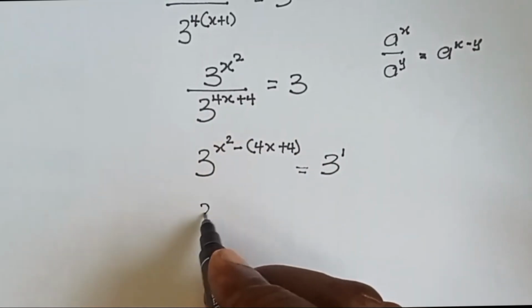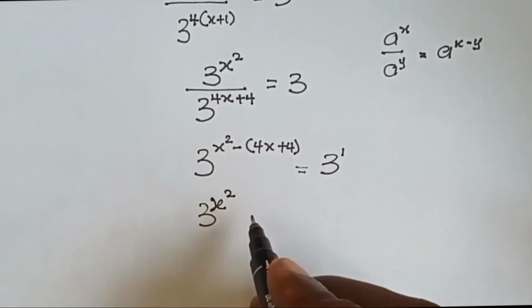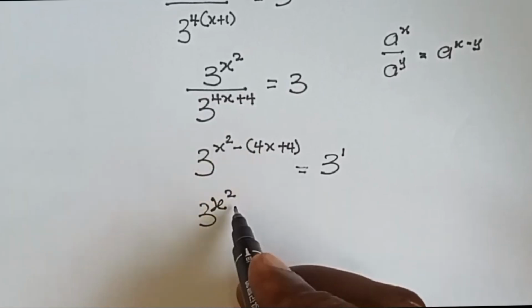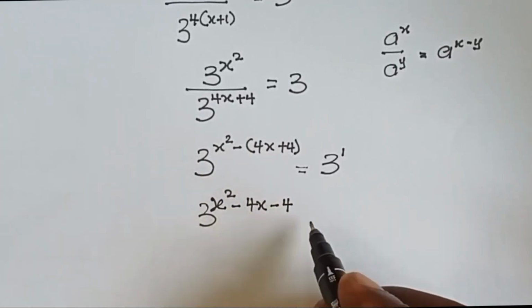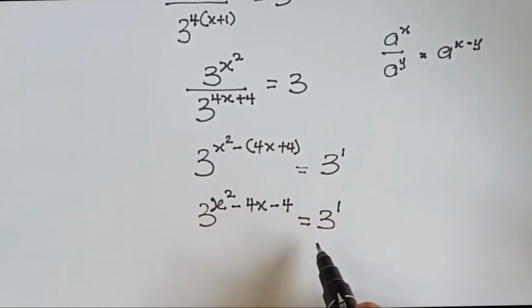Okay, so from here we have 3 raised to the power x squared. You use this minus to open this bracket. This is minus 4x. Now minus times plus is minus. That was minus 4. Equals to 3 raised to the power 1.